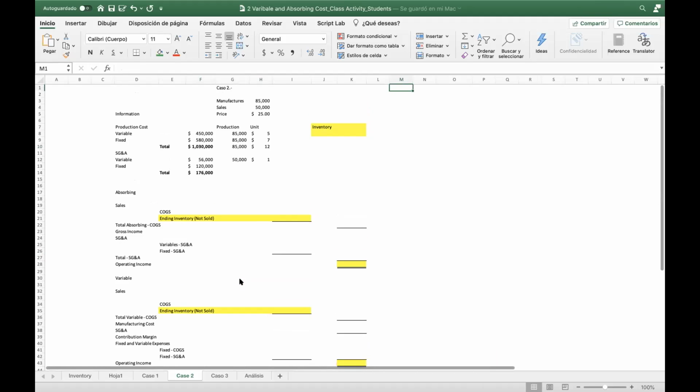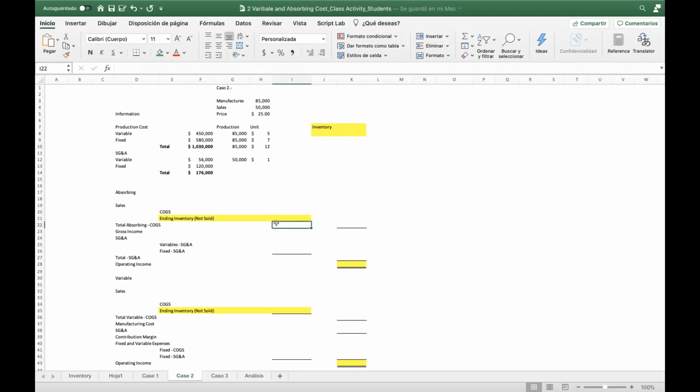And where do I write it? In cost of goods sold, here. Yeah, no, one up, two up. Where it says COGS. There. Okay, there. COGS, equals.